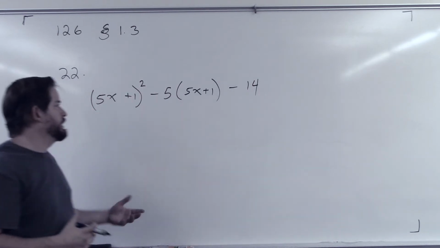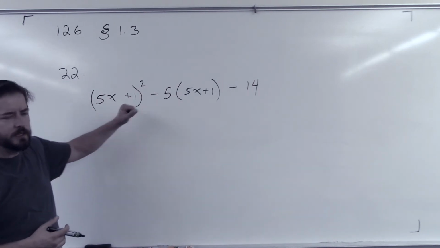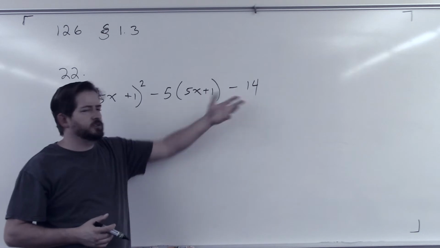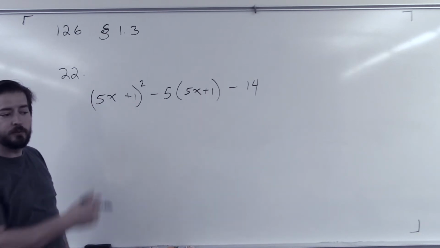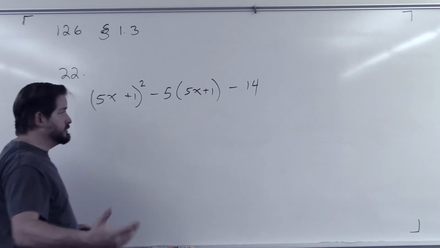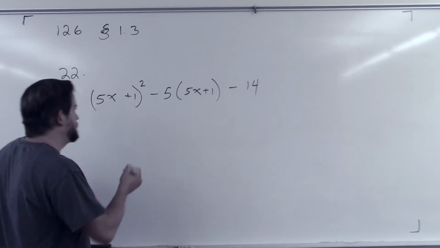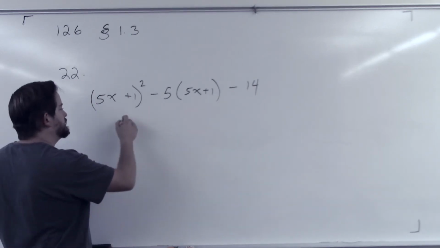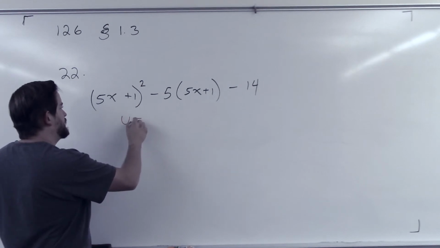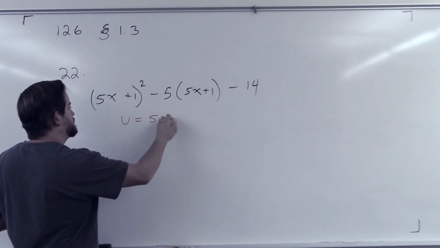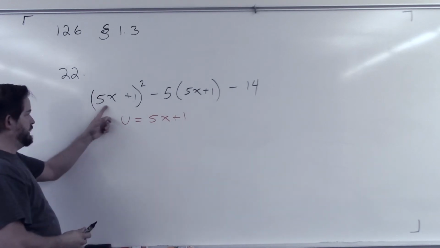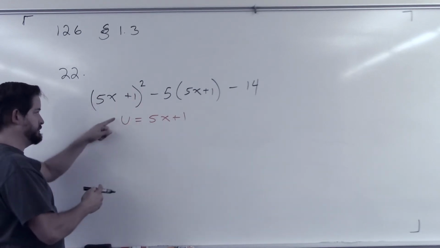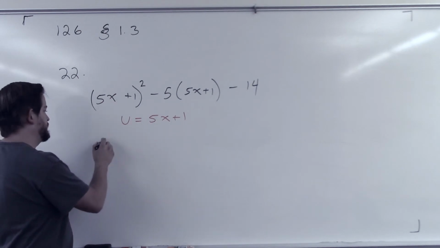This one's a little bit weird because I have that 5x plus 1 here, I have it here, but I don't have it here, so I'm not pulling it out like it's a greatest common factor, like we just did. What I can do is use that u substitution. If I say, you know what, I don't like the way this looks, I'm going to let u equal 5x plus 1. Right? Well then 5x plus 1 squared becomes u squared.